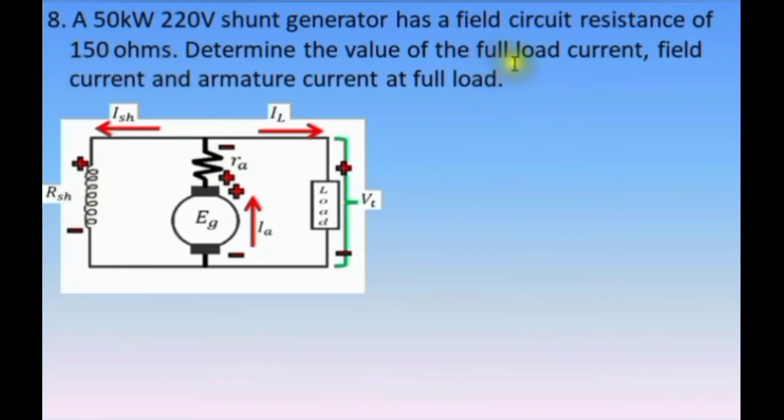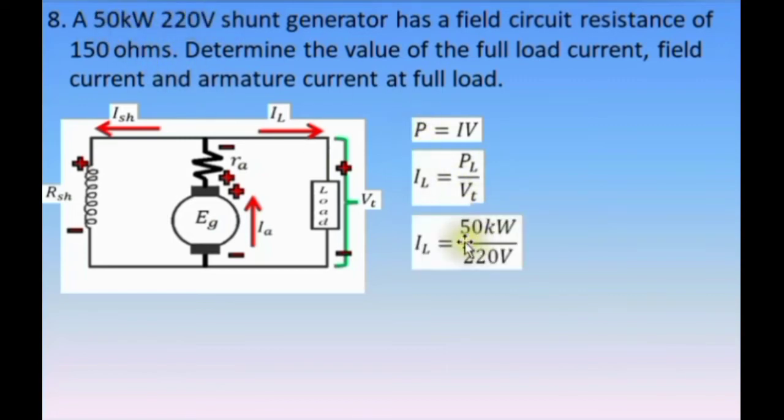First, we will determine its full load current. Again, from the formula, power equals current times voltage. Cross multiply voltage to the other side of the equation. We have current is equal to power divided by voltage. And for this problem, we are asked to determine the full load current. Therefore, we have the full load current of the generator equals its rated power divided by the terminal voltage. Substitute 50 kilowatts and 220 volts. We have 50 kilowatts divided by 220 volts is equal to 227.273 amperes.